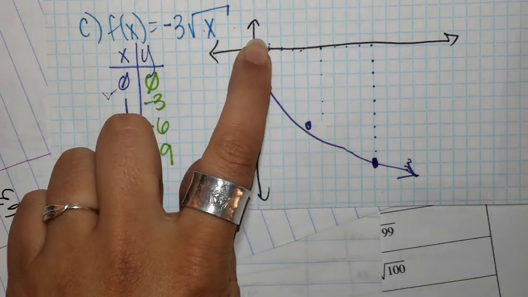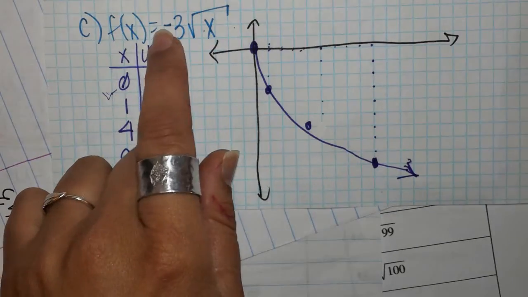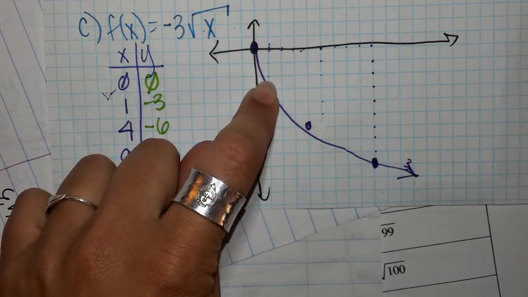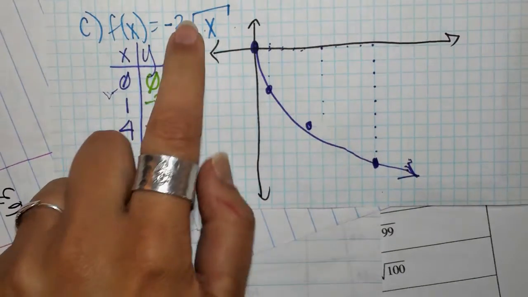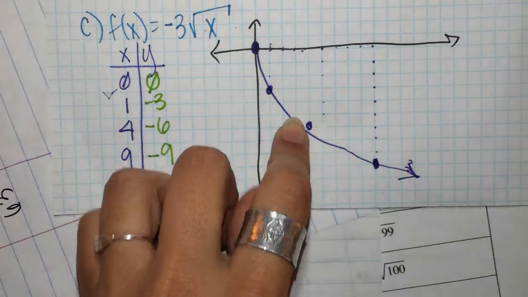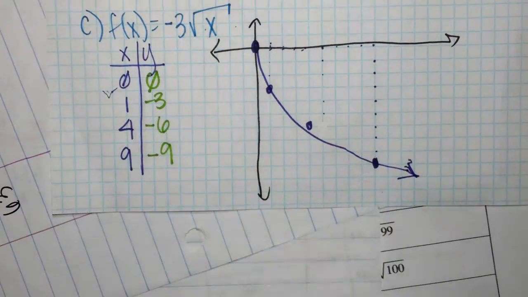So we would go right 1, and then you would normally go up 1, but you multiply it times this number, so you go down 3. Then we would go right 4, and we would normally go up 2, but you multiply it by this, so you go down 6. Right 9, we would go up 3, but you multiply it by this, and you go down 9. So you multiply your counting numbers by that number up front.